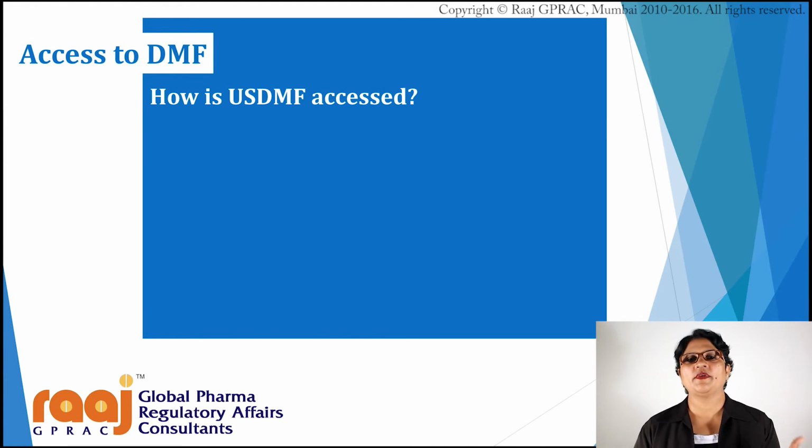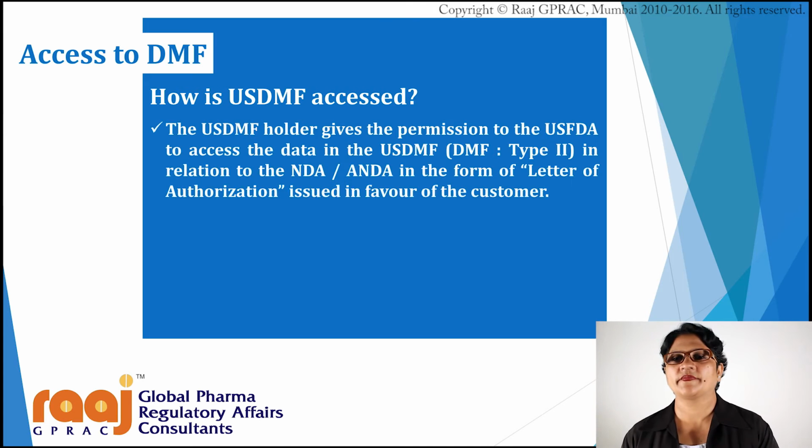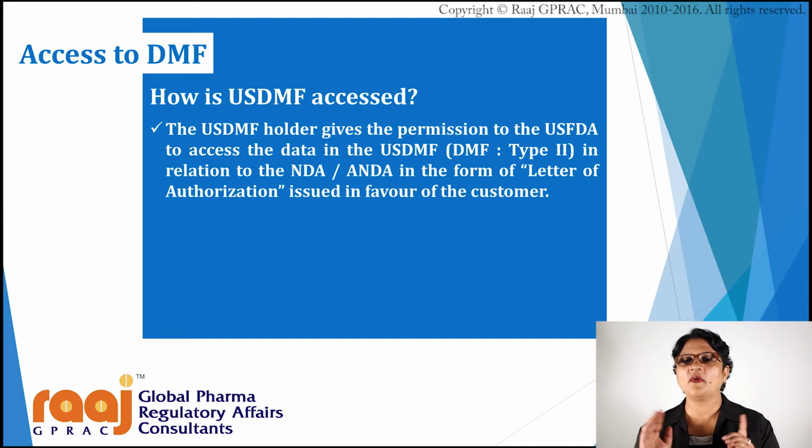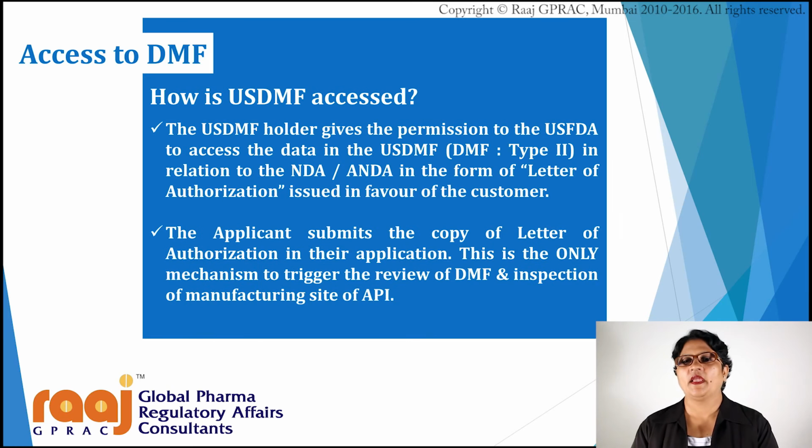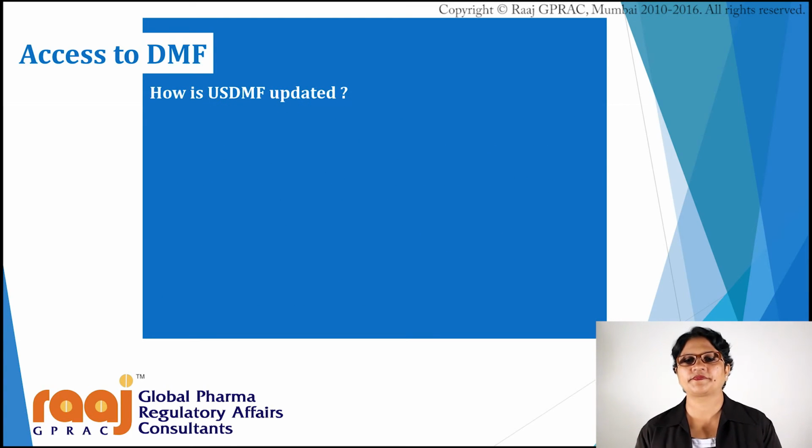So how are US DMFs accessed? The US DMF holder gives the permission to US FDA to access the data in the US DMF file, in relation to the NDA or ANDA, in the form of a letter of authorization issued in favor of the customer. The applicant submits the copy of the letter of authorization in their application. This is the only mechanism to trigger the review of DMF and inspection of the manufacturing site of API.